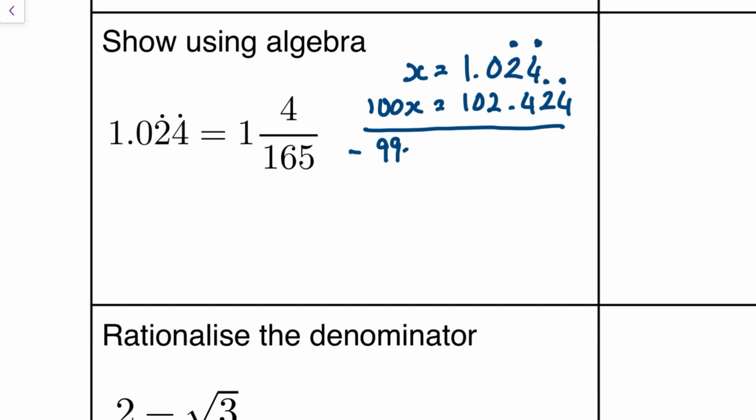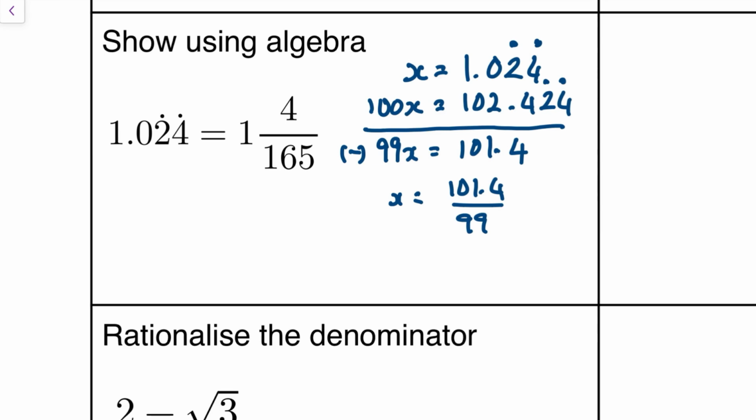And of course, the point now is, if I take these things away, then 100x minus 1x is going to give me 99x. But crucially, 102.424 recurring minus 1.024 recurring, the 24 recurring goes away. So therefore I've got 102.4 minus 1, which is going to give me 101.4. And then I can divide it out. Let's put the minus here because it doesn't look like a minus. So therefore x equals 101.4 over 99.